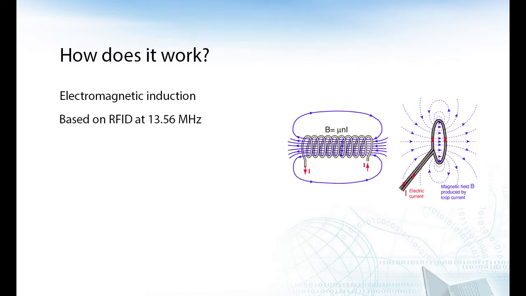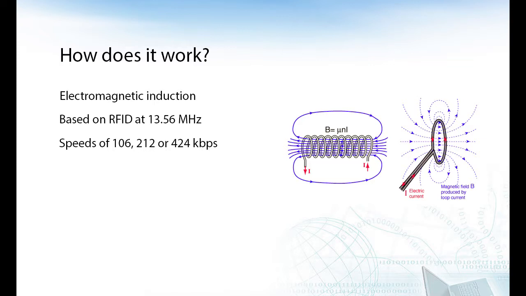NFC runs in the 13.56 MHz range. The applications you typically find running in this spectrum are payment cards, library systems, e-passports, smart cards and things like that. At this frequency it can transfer data at speeds of 106, 212 or 424 kilobits per second.